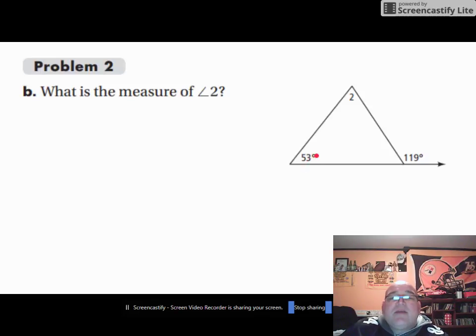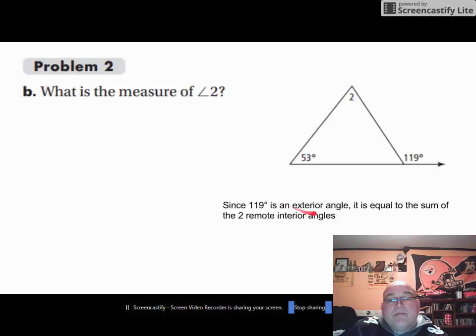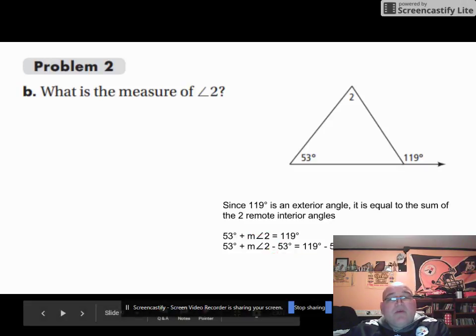Take a look at problem 2b. Find the measure of angle 2. Notice in this example, they give us the exterior angle at 119. We have to find one of its remote interiors. Remember, the exterior angle is equal to the sum of its two remote interior angles. So we can write an equation. 53 degrees plus the measure of angle 2 must equal 119. We'll solve for the measure of angle 2 using the subtraction property of equality and subtracting 53 on both sides of the equal sign. And thus we find out that the measure of angle 2 is 66 degrees.